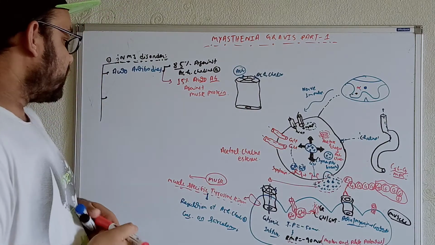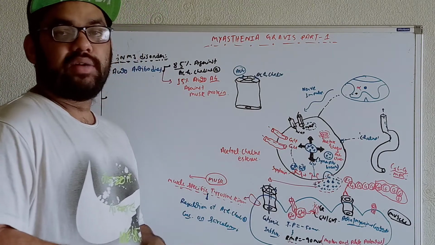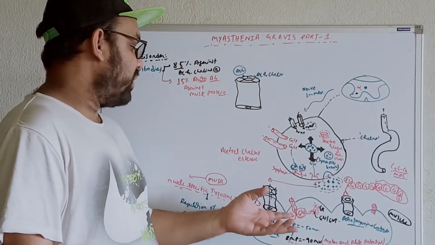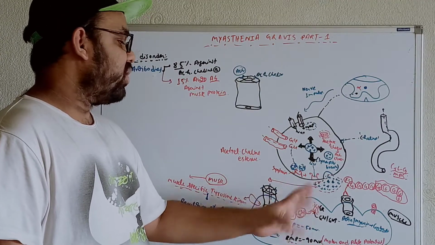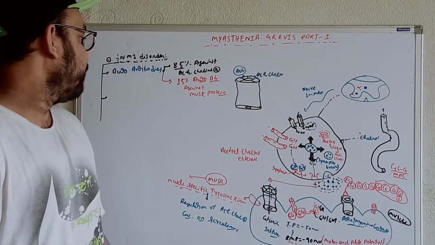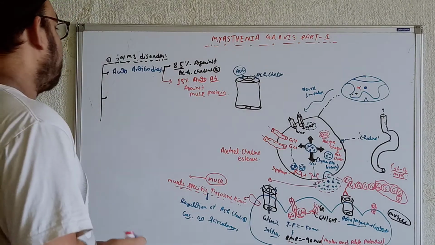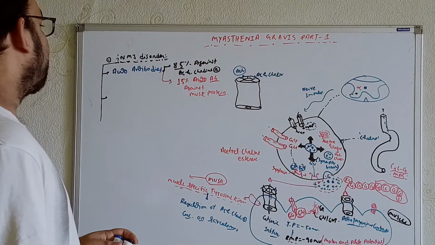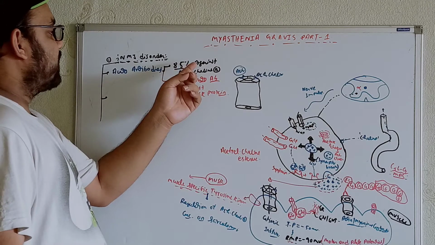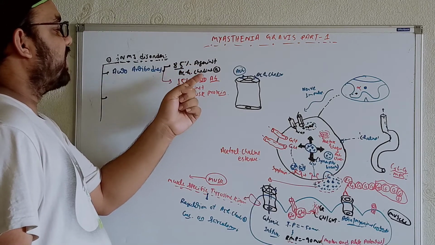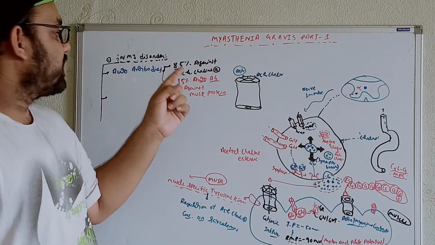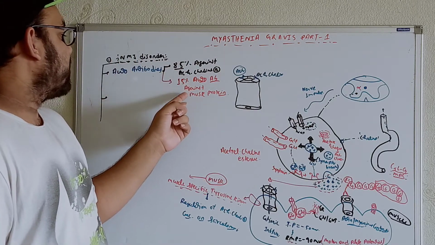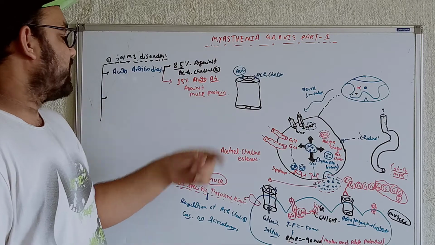Whenever the MuSK protein is inhibited, there will not be enough acetylcholine receptors, so there will be no use of the acetylcholine receptors, and there will be no proper muscular contractions. As far as autoantibodies are concerned, 85% of the cases have autoantibodies against the acetylcholine receptors, and 15% of the cases have autoantibodies against the MuSK protein.